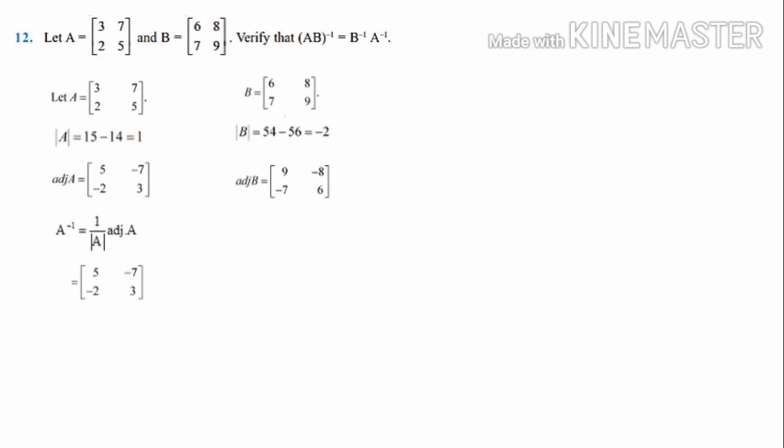So 1 divided by 1 is 1 itself. Adj A alone it will come. Adj A is 5, -7, -2, 3. It is calculated here. Next, B inverse we have to calculate, that is 1 divided by determinant B into adj B. So we have got determinant B as -2. So 1 divided by -2 into adj B is 9, -8, -7, 6.